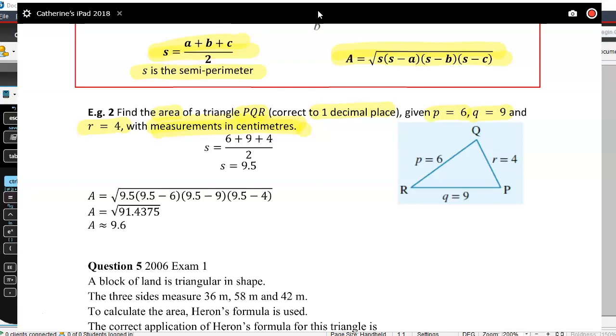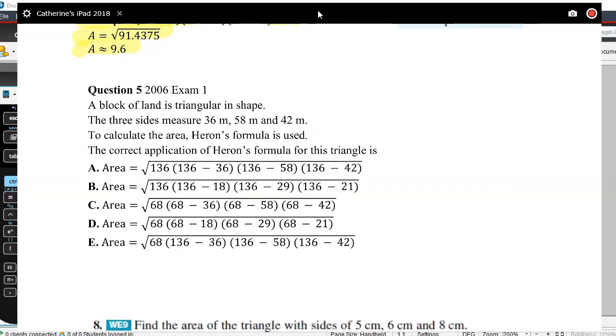Okay, so our first step is to work out our semi-perimeter. So 6 plus 9 plus 4 divided by 2 is 9.5. Then our area calculation. We get A equals the square root of 9.5 times 9.5 take 6, 9.5 take 9, 9.5 take 4. All the way down until we can get this. A is approximately 9.6.